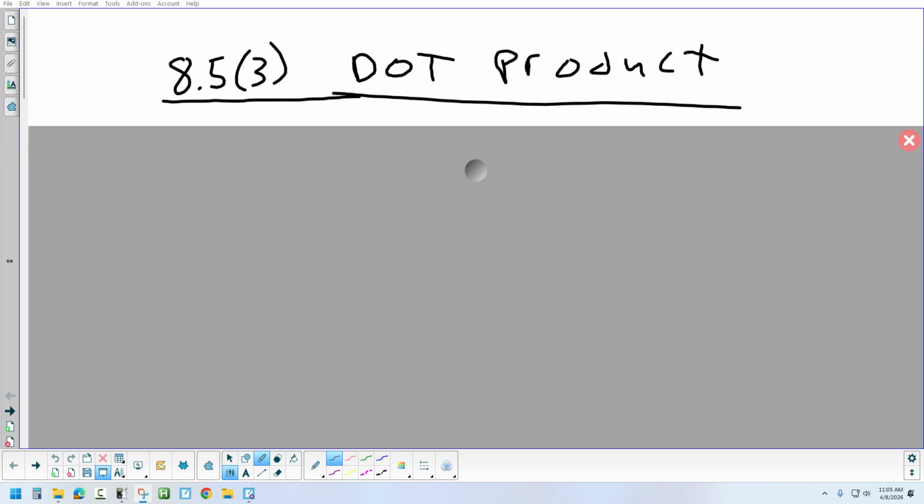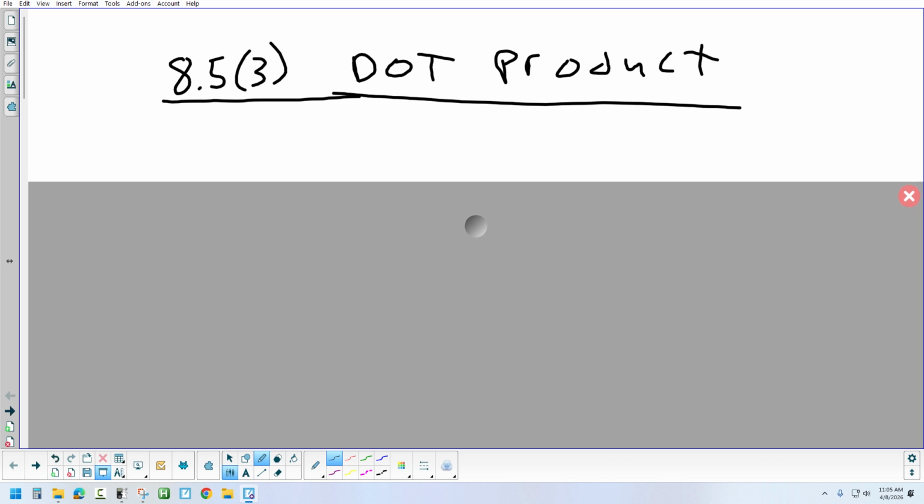Right, so the second to last section we're going to look at for this week is 8.5 Part 3. Again, in your regular book, they do everything in the same section. In the book that I use, they break it into different sections, which I think makes it easier because they break it up more. That's why we're using a different book. So we're going to look at what's called the dot product.